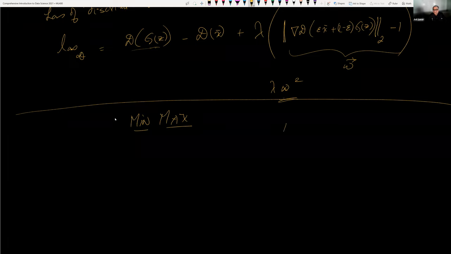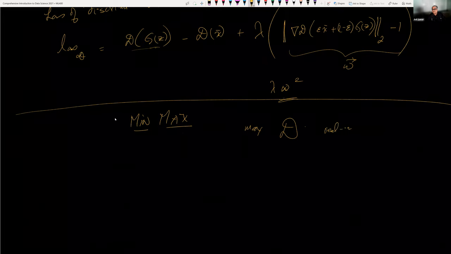So look at it from the discriminator. What is the discriminator trying to do? In the ideal situation, with a good loss function, you want to maximize the ability of the discriminator to tell the real as real, isn't it? And fake as fake.